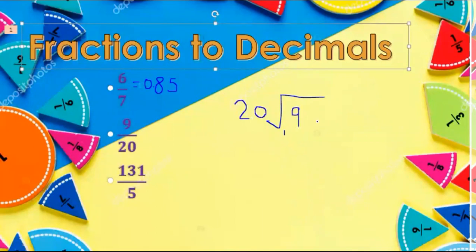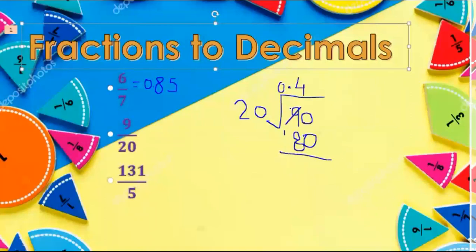Similarly, 9 is smaller than 20. We cannot divide 9 by 20, so we need a decimal, and with the decimal, we are putting the 0 here. Now, it's pretty easy to divide 90 by 20. We know that 20 4s are 80. We cannot move further because 20 5s are 100, which is bigger than 90. So we have to write 4, since 20 4s are 80.